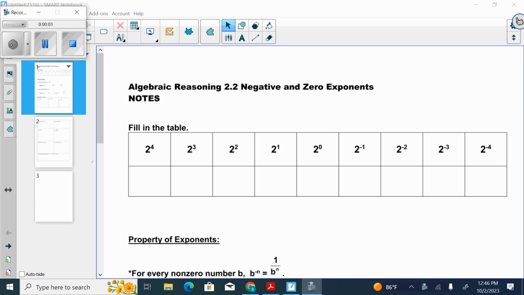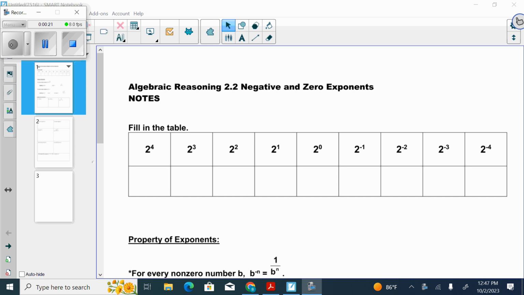They kind of go hand in hand. We have a rule for negative exponents and exponents of 0. All right, so for this first chart here, we're just going to use our calculator and see what our calculator gives us. So I want you to type 2 to the 4th power into your calculator.